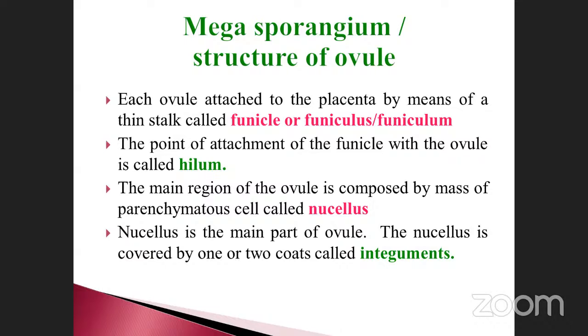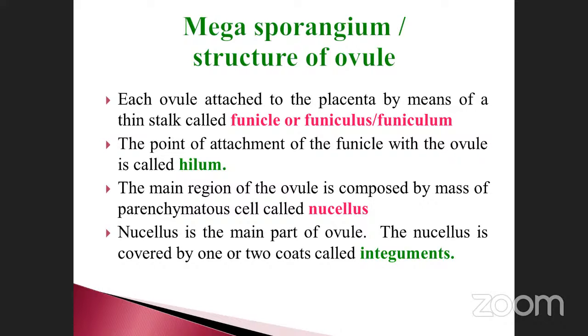The point of attachment of the funicle with the ovule is called the hilum. There is a point, and this point is attached with the funicle. The placenta is attached with the stalk, the funicle, and the point where the funicle attaches is called the hilum.